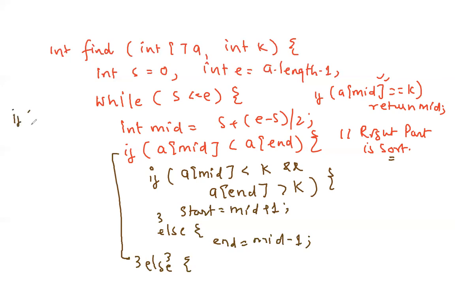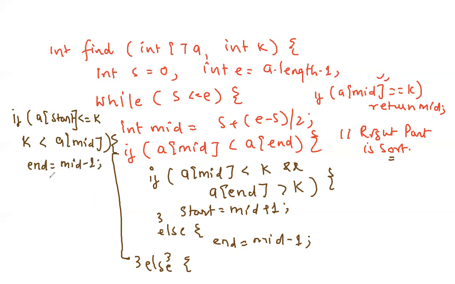we'll check if A of start is less than or equal to key, because we have not discarded it. It can be equal to the key we are looking for. So it should be less than or equal to, and key is less than A of mid. That means it falls between A of start and A of mid. If that is the case, we search in the left hand side. So our end becomes mid minus one.